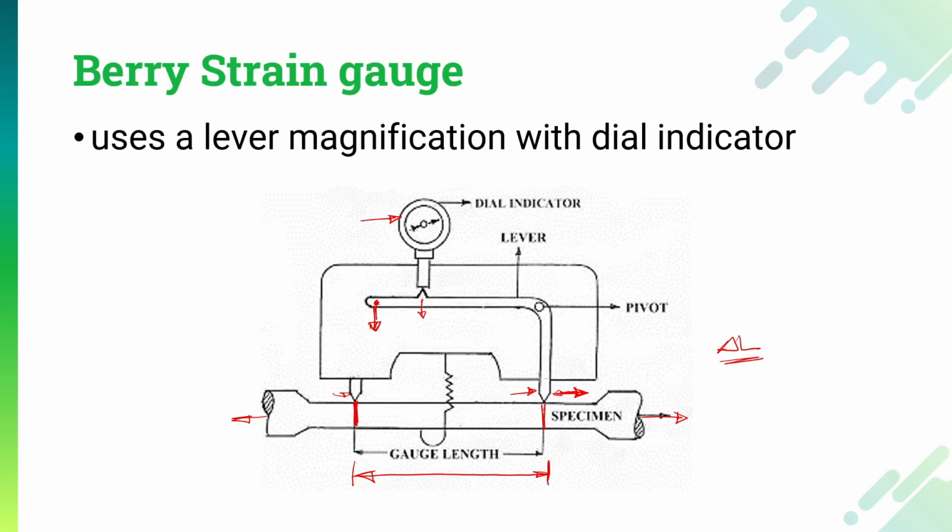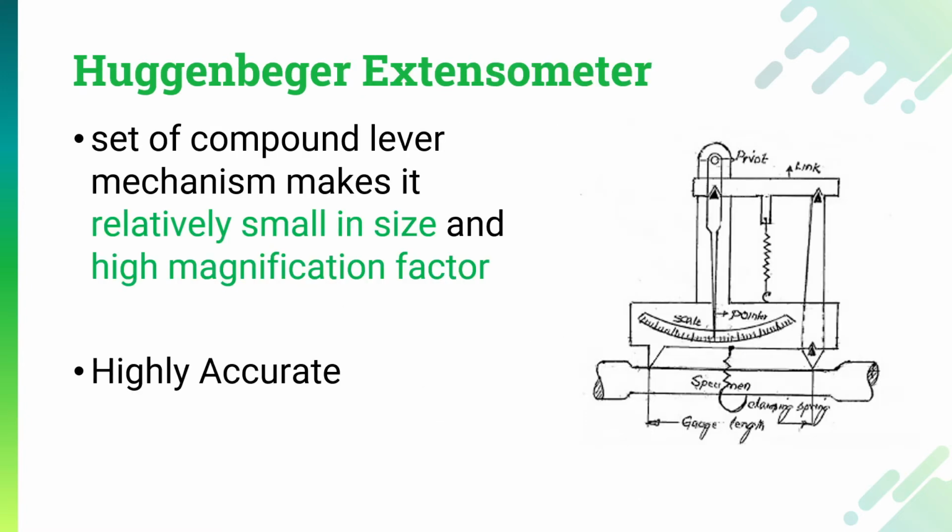Now let us check out the second strain gauge, which is known as Huggenberger extensometer. This extensometer basically has a set of compound levers. Due to these compound levers, the whole extensometer will be relatively small in size, and we will be able to get a higher magnification factor. And as this is a mechanical gauge, the accuracy will be higher. Now let us check out how the magnification factor will be higher than the previous extensometer.